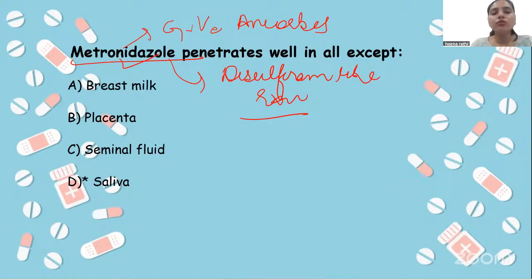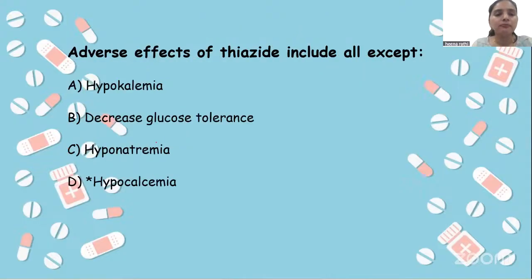Metronidazole can penetrate the breast milk, the placenta, and the seminal fluids, but it cannot penetrate the saliva. So the answer is this, because it can penetrate all these, it should not be given to pregnant and lactating mothers.